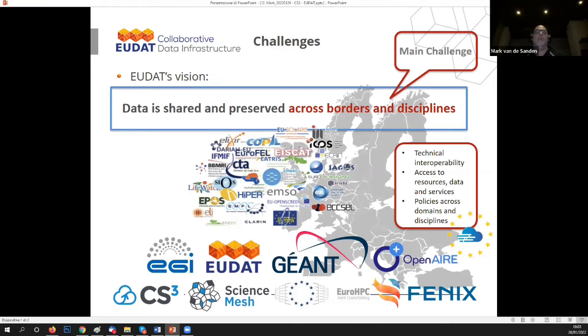Therefore, what I currently see as one of the biggest challenges is technical interoperability, because if you look at all the different RIs, but also the infrastructures, they still develop the services and the solutions more in silos, as bespoke solutions. I think we should try to come to more general solutions which are interoperable across the different infrastructures in itself.